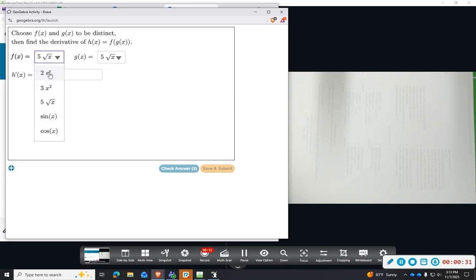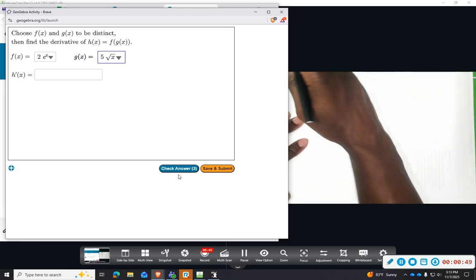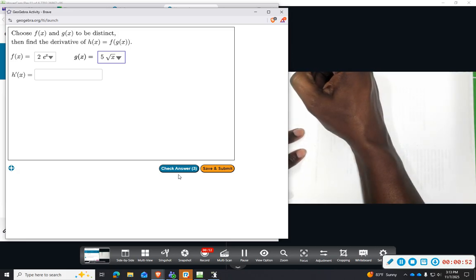I'll try to do something that would possibly be challenging. Maybe, let's try this. Okay, so let's talk about the chain rule. I'm just jumping into it. Hopefully you guys read through the textbook and you can kind of pick up the things.